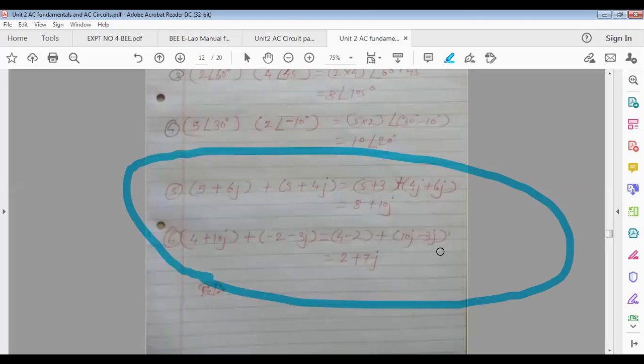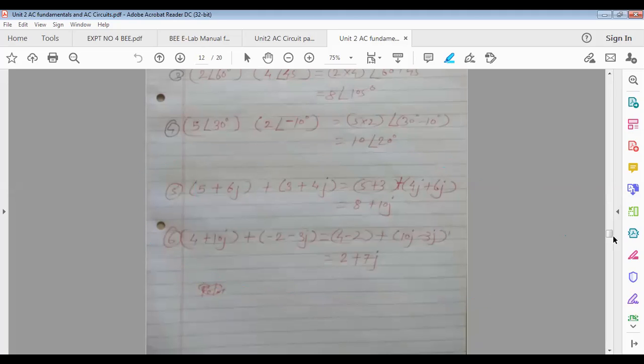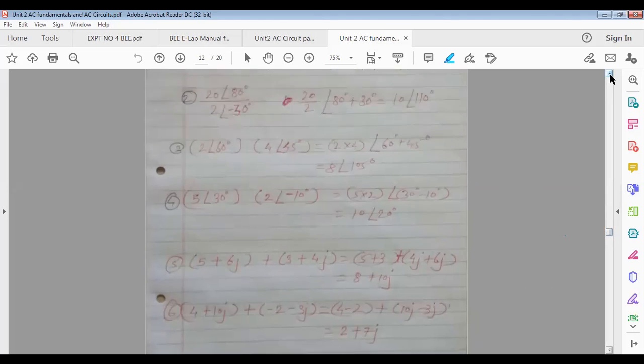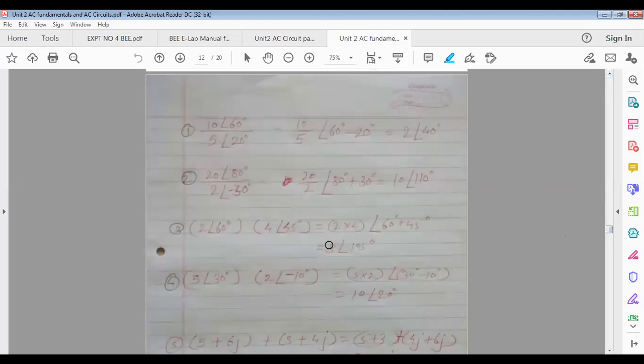Any difficulty with this? Yes, ma'am. What is the conclusion? Real parts you can add or subtract. Imaginary parts you can add or subtract. And for division and multiplication, magnitudes you can divide or multiply, and angles you have to add or subtract. Clear?